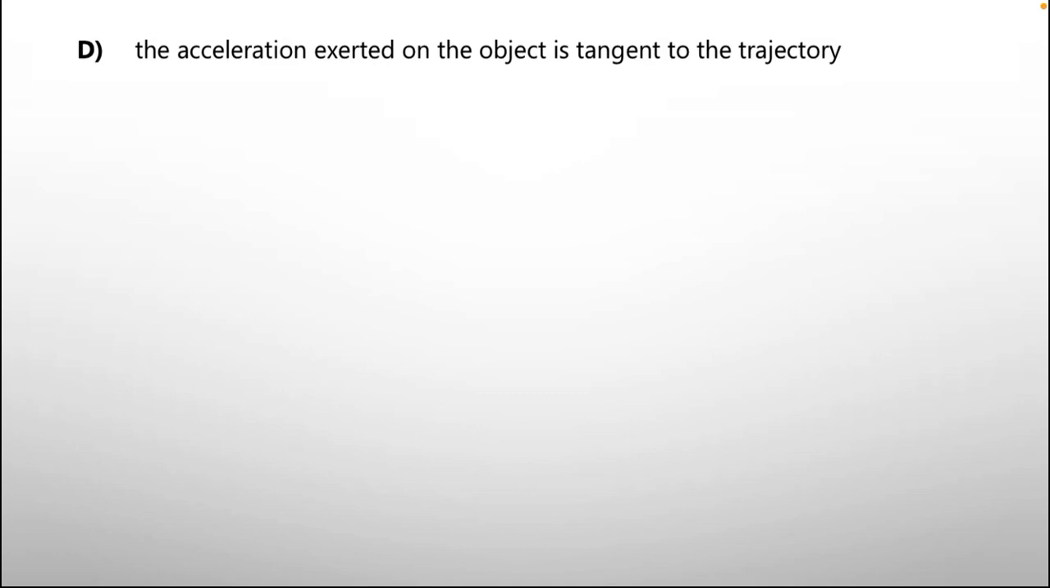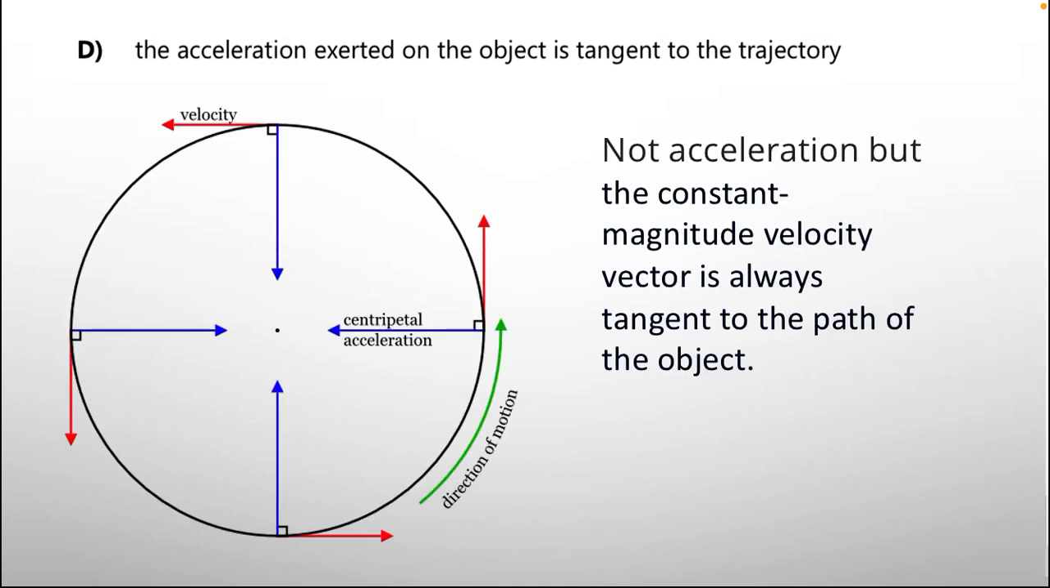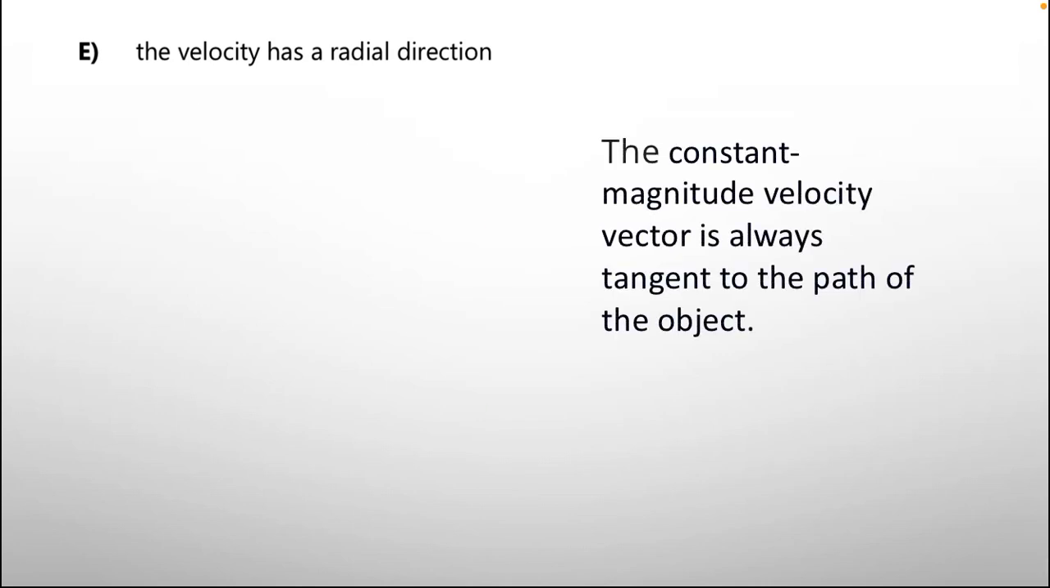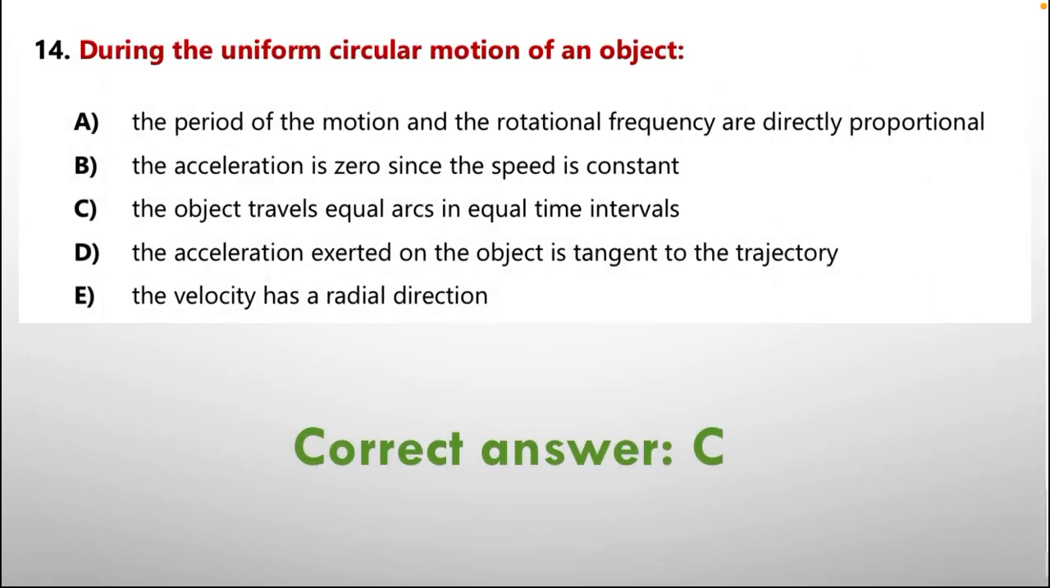However, moving on to option number D, why is it incorrect? The acceleration exerted on the object is tangent to the trajectory? No, it is the constant magnitude velocity vector that is always tangent to the path of the object. So this option is incorrect. Moving on, option number E, the velocity has a radial direction. The constant magnitude velocity vector is always tangent to the path of the object, so its direction is tangent, not radial. So this option is also incorrect. Here the correct option is option number C, the object travels equal arcs in equal time intervals.